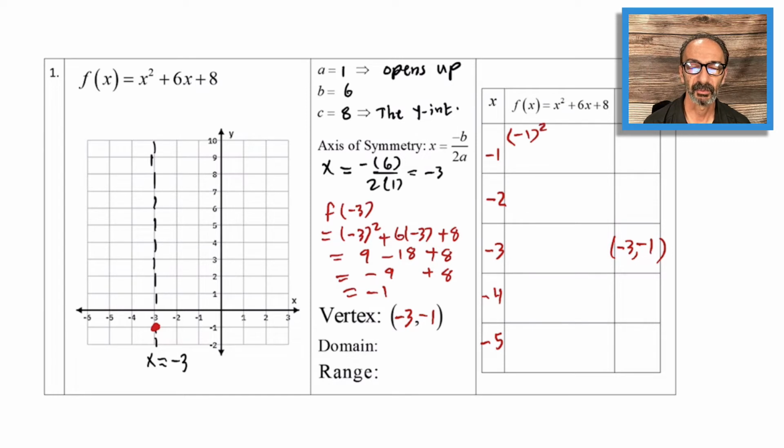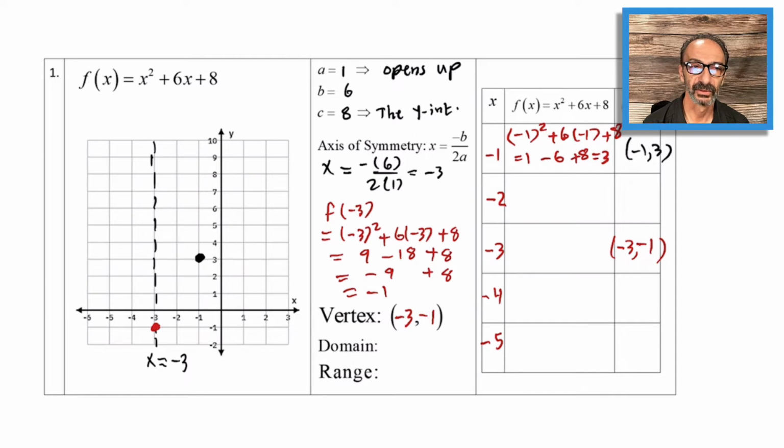If you take your time and plug in negative 1, that's going to be negative 1 squared plus 6 times negative 1 plus 8, which is 1 minus 6 plus 8. And that is 3. 1 minus 6 is negative 5. Negative 5 plus 8 is 3. So negative 1 and 3. That is right there.